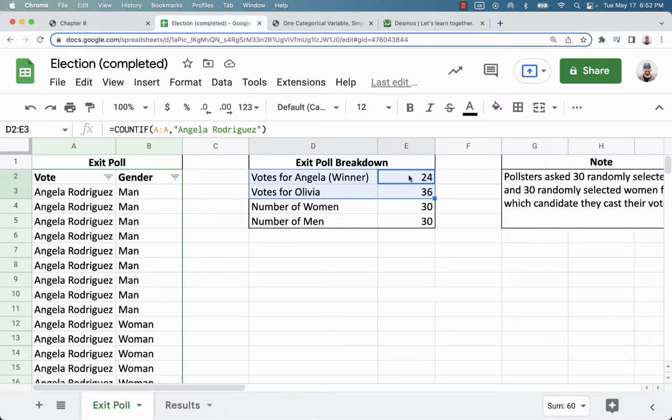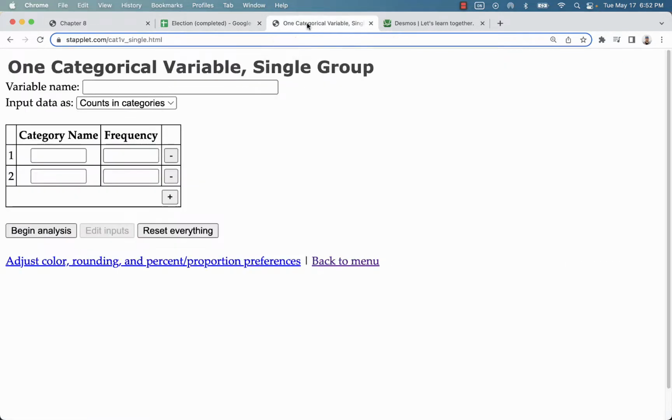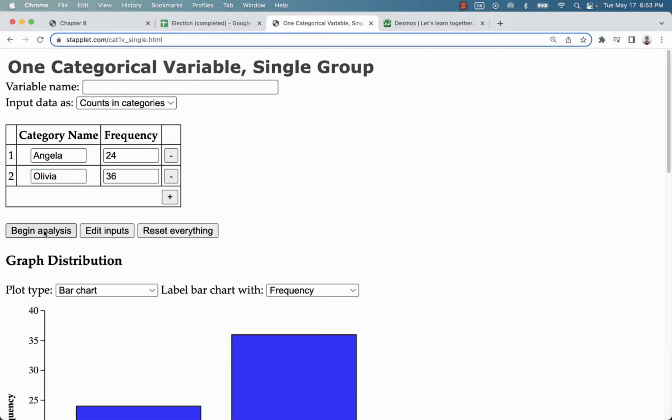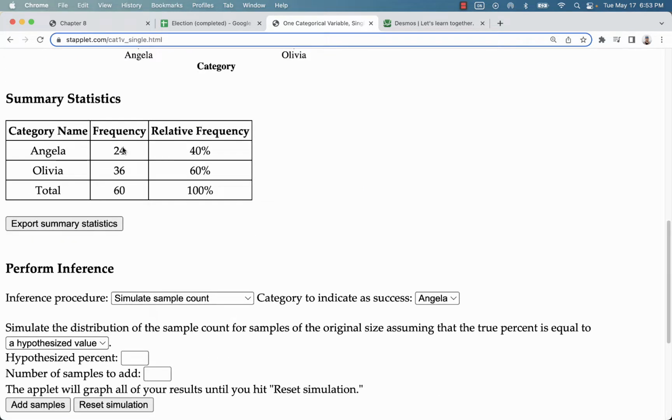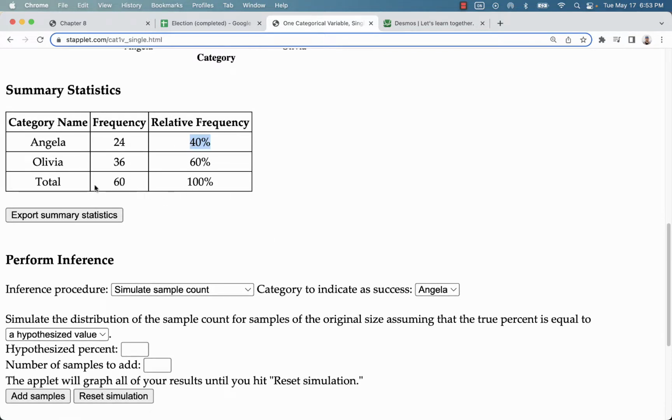In this case, Angela got 24. Olivia got 36. Angela is reported to be the winner of the election, so I'm going to focus on her votes. Here we can see a bar chart comparing the two. It's reported that Angela won, but you can see she did get a significantly lower proportion of the votes. Specifically, she got 40% of the overall vote out of a sample of 60.